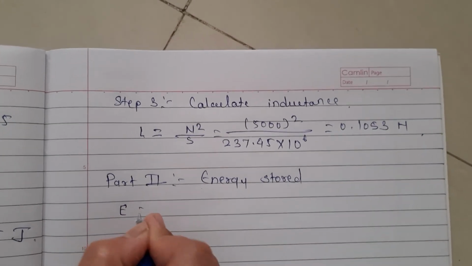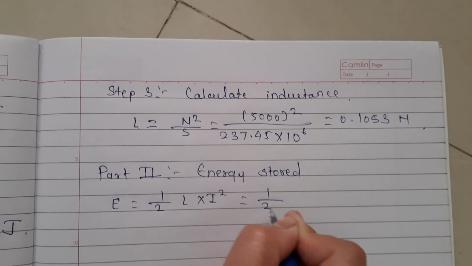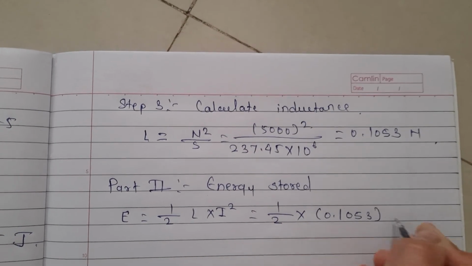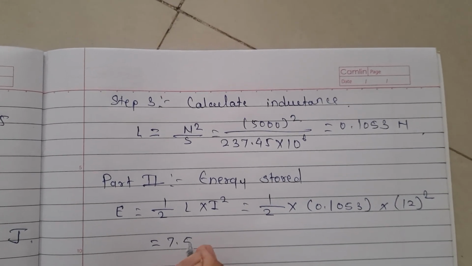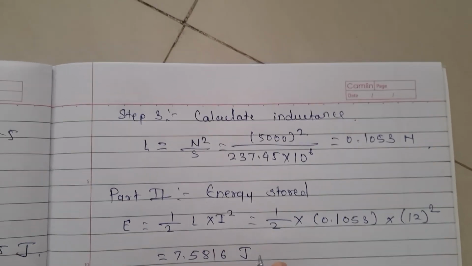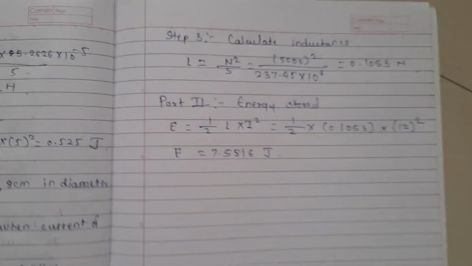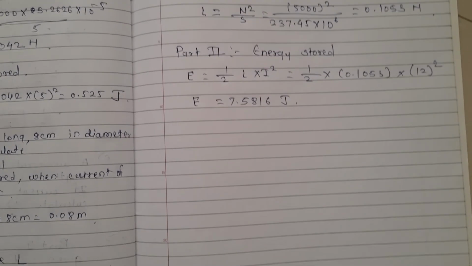So energy stored is 1 by 2 L into I square. 1 by 2, inductance is 0.1053 into 12 square. So it is 7.5816 joule. This is the energy stored when current of 12 ampere passes through it.